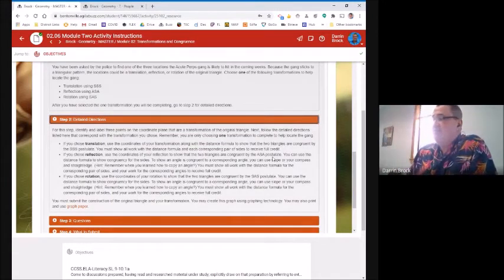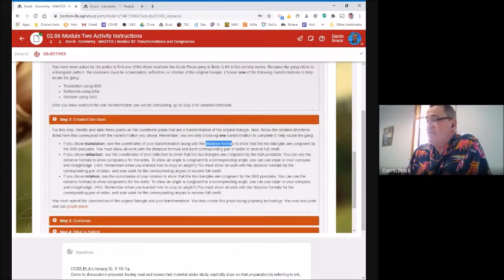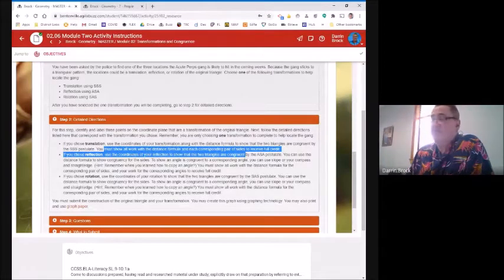So for the translation, since we're doing it by the SSS postulate, that means side, side, side. That's saying that if we translate it, all three sides of the triangle stay exactly the same length. To show that, we have to use the distance formula and calculate the side lengths of both triangles to show that they are still exactly the same, all three sides. So you have to show your work for each pair of sides to get full credit for that.